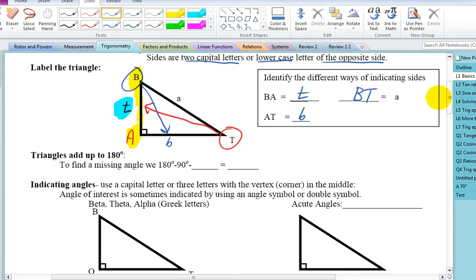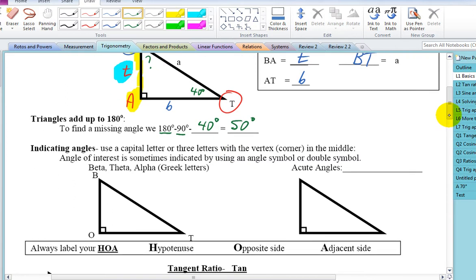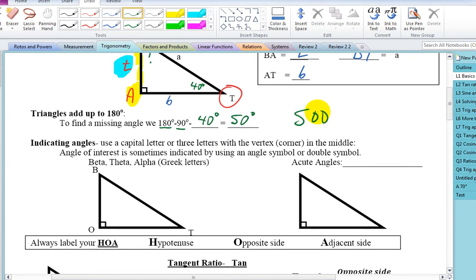Good. So going on then, triangles add up to 180. So if I know that this angle here is 40 degrees, to find this other angle that I don't know, I would subtract 180 minus 90 minus 40 equals 50 degrees. Make sure you use your degree symbol. That's your units. It's a little superscript circle. Make sure you don't make it 500 degrees though, because that's wrong. It should be 50 with a little tiny circle at the top.